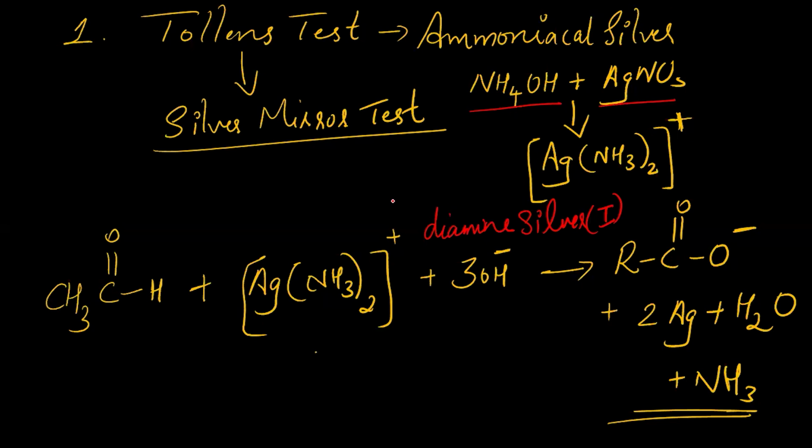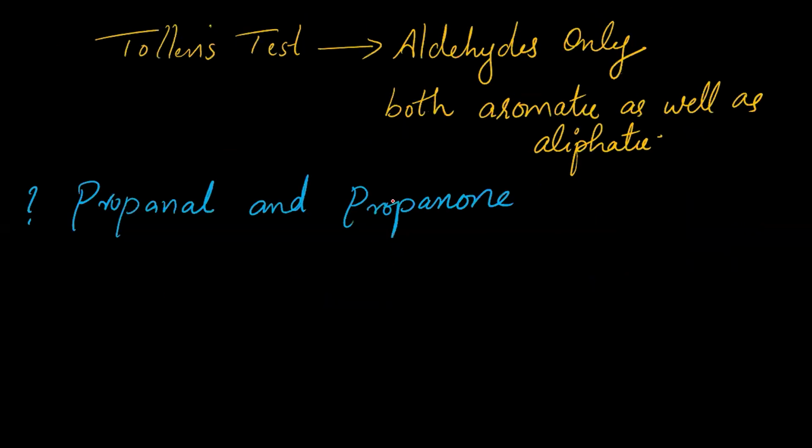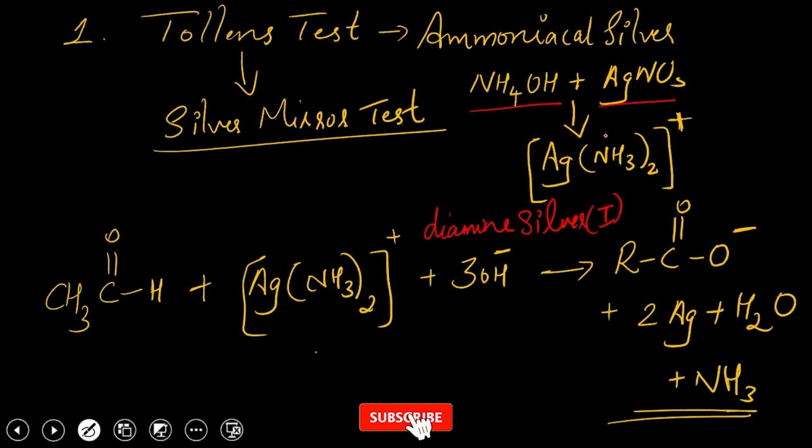And a very important point, who will give this test? Aldehydes only. This is a test for aldehydes only and not ketones. Ketones won't give this Tollens test. Another important point is that the Tollens test is given by both aromatic as well as aliphatic aldehydes.